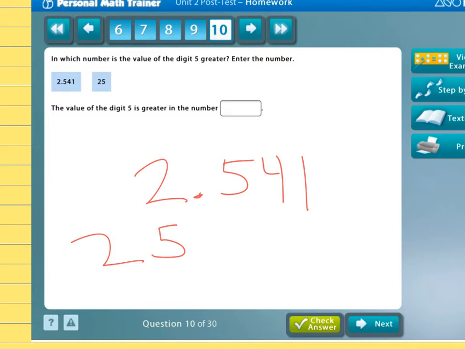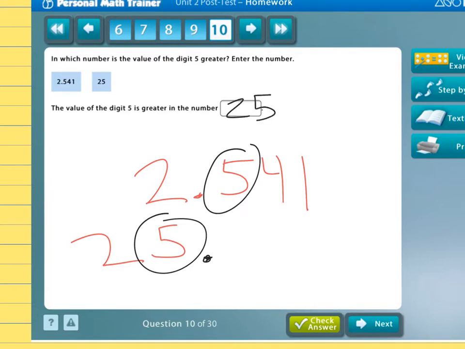Asking us to compare these two numbers, where is the digit 5 greater? Well, you can see in this first number, the digit 5 here is in the tenths place, so that's 5/10, and the digit 5 in the second number, even though there's no decimal point, it goes here. That's 25, that's 5 ones. 5 ones is greater than 5/10, so the value of digit 5 is greater in the number 25.